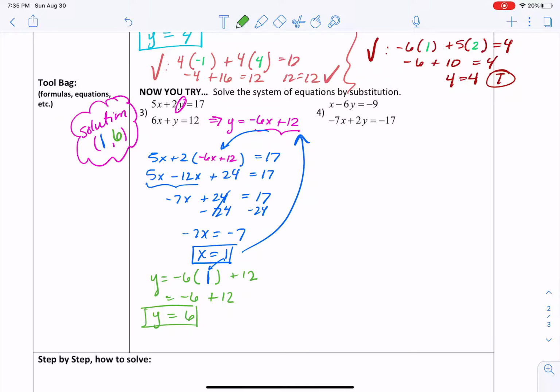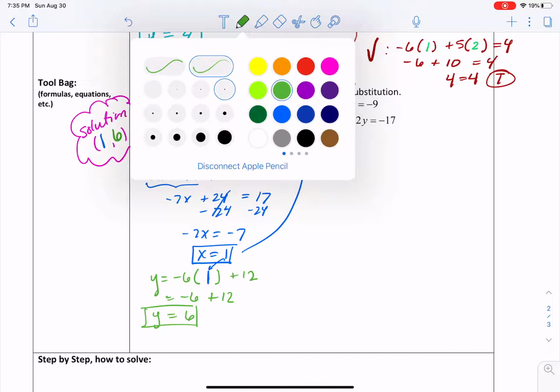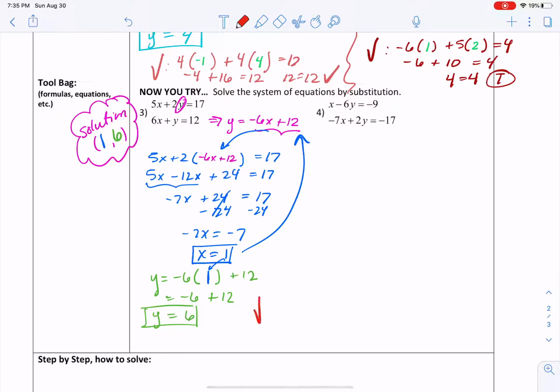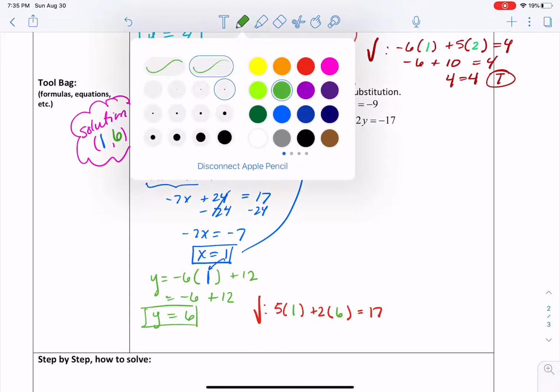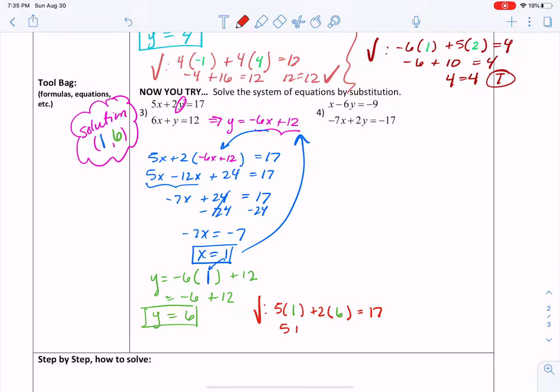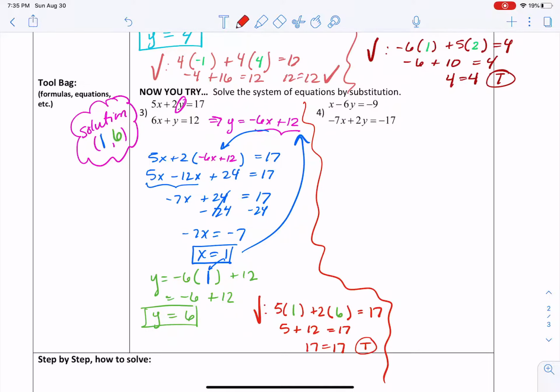So now, just to verify and make sure that I've done everything that I'm supposed to do, we're going to check by using 5 times whatever x is plus 2 times our y value should equal 17, with the idea that we are using x is 1 and y is 6 from our solution. So 5 plus 12 equals 17. 17 equals 17. That is true. And so I know that I've done my substitution and solved correctly.